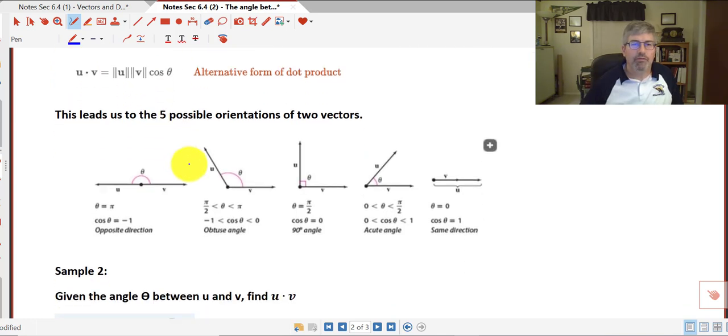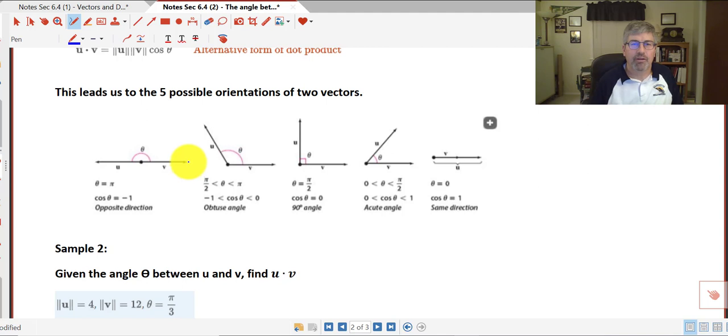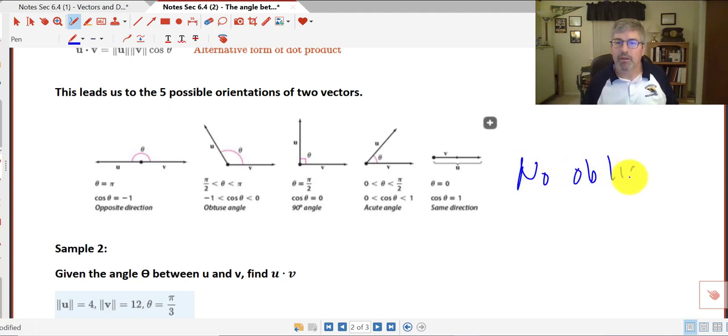What this leads to is 5 possible orientations of two vectors. I'm not sure there's anything really groundbreaking here. If you recall your geometry, there are no oblique angles here. Nothing is greater than 180 degrees. Essentially we have a straight angle where we have two vectors going in opposite directions. Our angle, our theta, is pi, or 180 degrees. The cosine of theta is going to be -1. We know that from our unit circle. That's one of the possibilities.